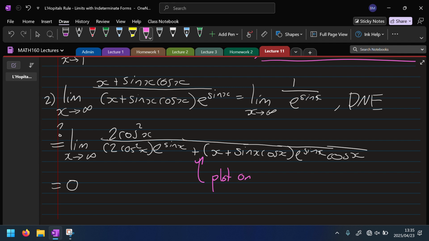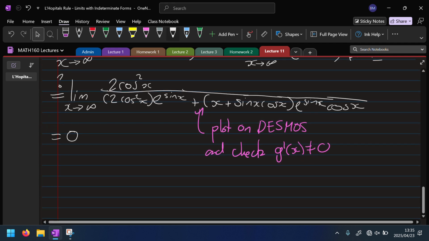So here, plot it on Desmos and check g prime of x not being 0. There's going to be a problem then. Okay, number 3.